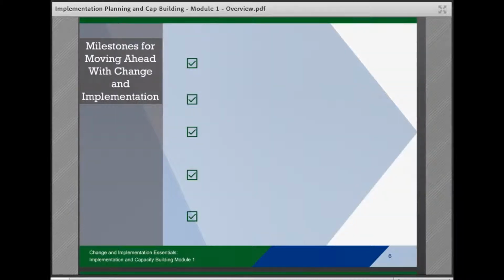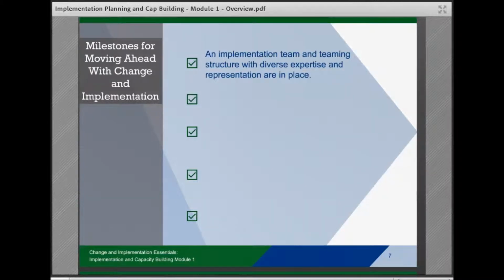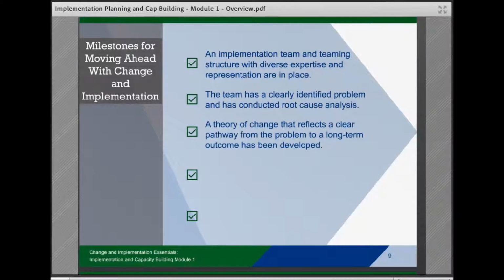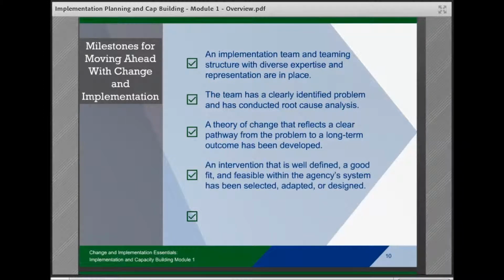Before digging in, let's check in on a few key milestones teams should have in place before they begin looking at implementation planning. They should have a team with diverse expertise and representation to guide the change in implementation process. The team should have a clearly identified problem and an analysis of the root cause or causes of the problem. They should have a theory of change that reflects a clear pathway from the problem to a desired long-term outcome. They should have identified, adapted, or designed an appropriate intervention that is well-defined, a good fit, and is feasible within the agency's system.